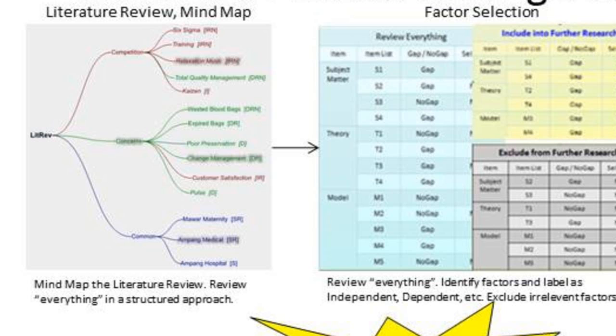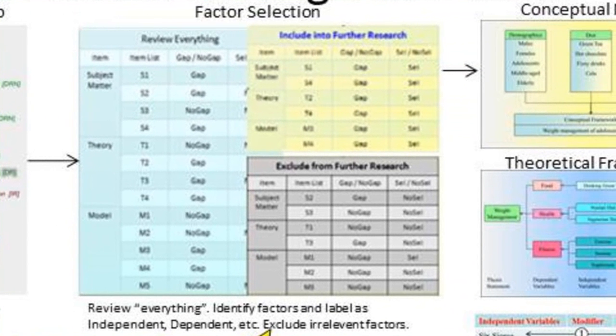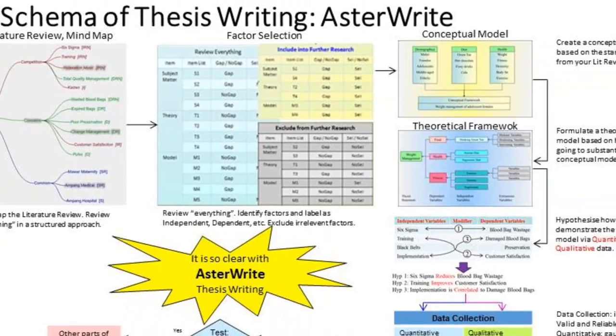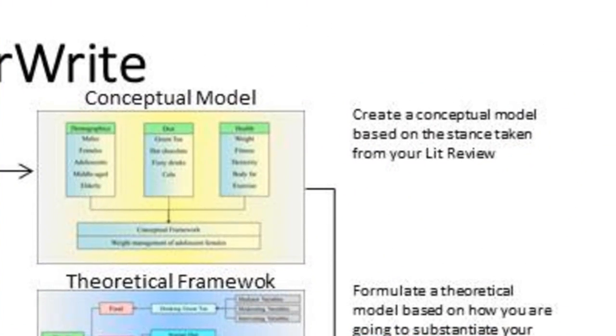Only selected variables make it to the factor selection. These are arranged according to subject matter, theory, and model. Using the selected factors, assemble your conceptual model. This framework is an image or symbolic representation of an abstract idea you propose. The framework shows the interrelationships among concepts. You can also have an operational framework that explains the conceptual framework by delineation of the operations, namely the procedures required to measure the concepts.